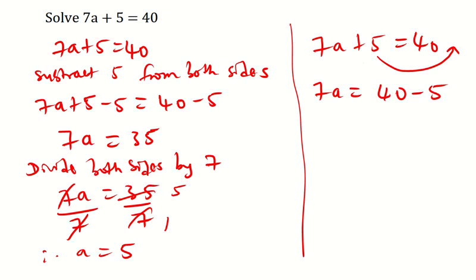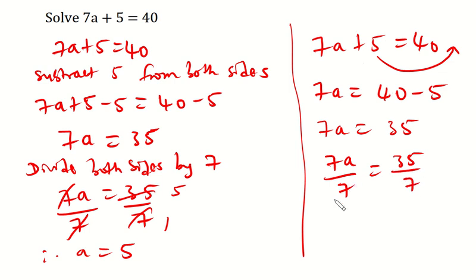Minus 5. So anytime you are moving a term from one side, whether from left hand side to the right hand side or right hand side to the left hand side, you must change the sign. Always be conscious of that. So what's 40 minus 5? That's 35. And then I'll say divide both sides by what? By 7. So you see this is actually easier and faster. So we have A is equal to what? 5.